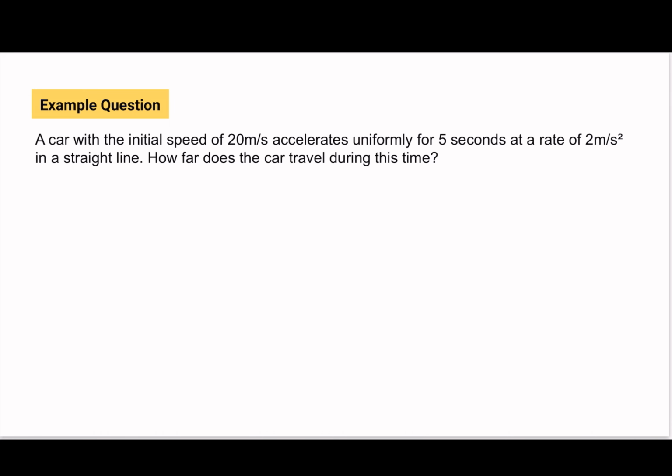The first step we need to do is identify what is given and what we need to find. Initial velocity is given as 20 meters per second. Time is given, and acceleration is given as well. I'm going to put them all as plus, as time is a scalar quantity, so there's no need for a direction, and speed and acceleration are both in the same direction.